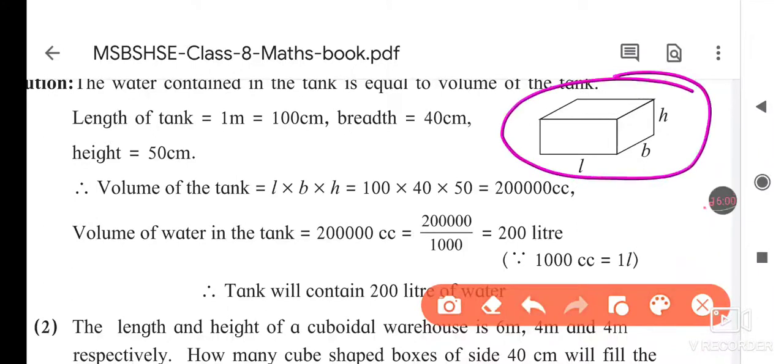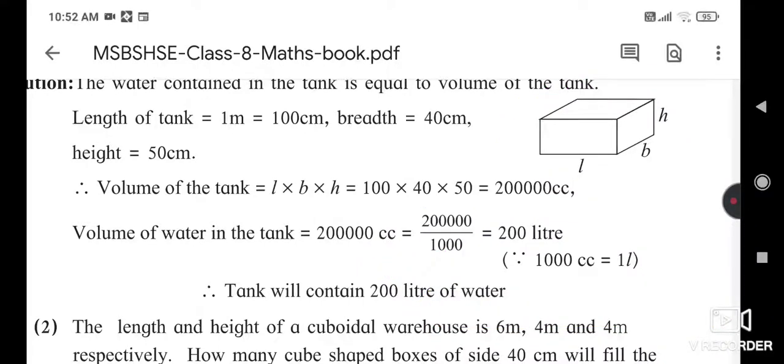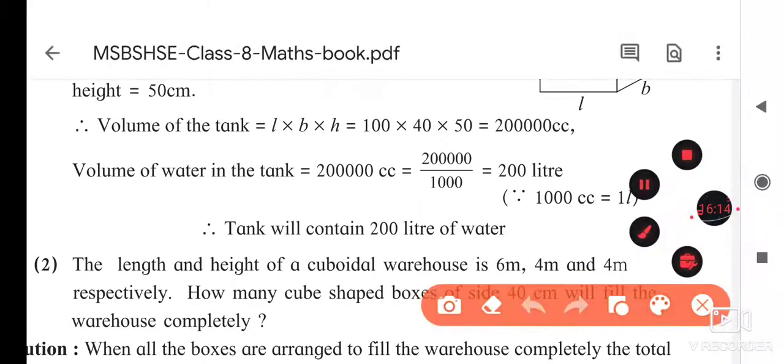Whenever we have to solve this type of example, we have to use the formula, length into breadth into height. So here length, breadth and height give 2 lakh cubic centimeter, and we convert it into liters because we are finding its capacity, and that is why 200 liter is the answer.